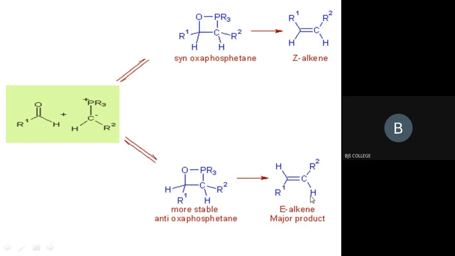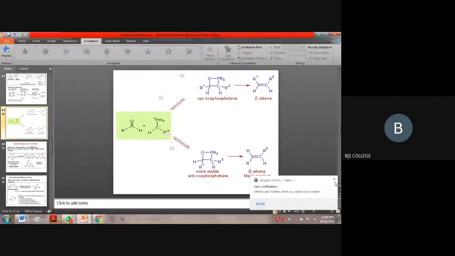Just try to understand this: whichever intermediate is more stable, that product will be the major product. You'll find that since anti-oxaphosphetane is sterically less crowded, it will be formed easily, it will be more stable, it will be major, and the corresponding alkene will become the major product. And therefore, E alkene is obtained as the major product and Z is a minor product. Right? Are you understanding this? Yes, ma'am. Okay, any doubts? No, ma'am.